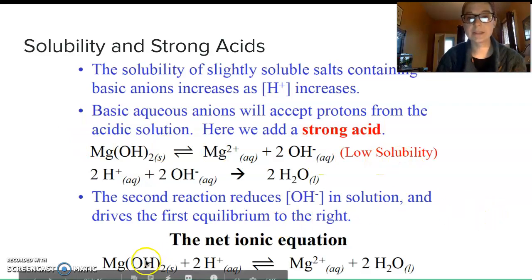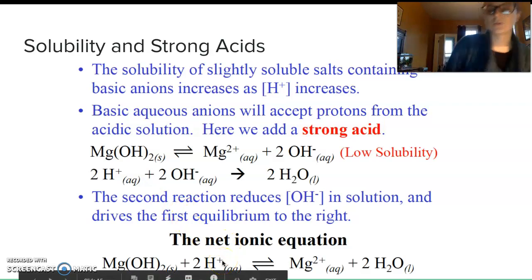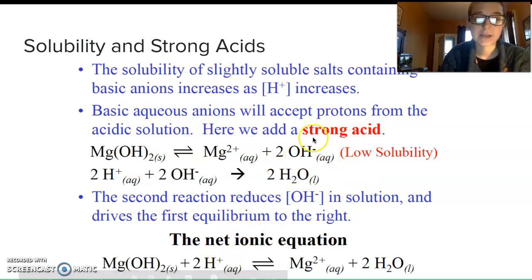Okay, so then the net ionic equation comes out to be this. You basically cancel your two OH minuses, so you get Mg(OH)2 solid plus 2 H plus, yielding Mg2 plus and 2 H2O. So again, there might be Cl minus or some other strong acid that went with that H, but it's kind of left out of the equation. We don't really care about it because it doesn't really react with anything. What's reacting is that H plus to reduce the hydroxide ions in the solution to increase the solubility.